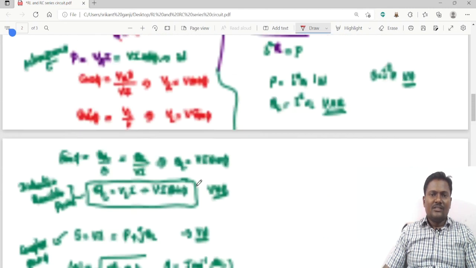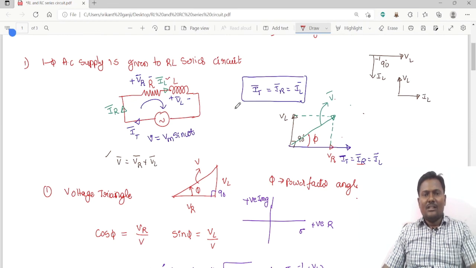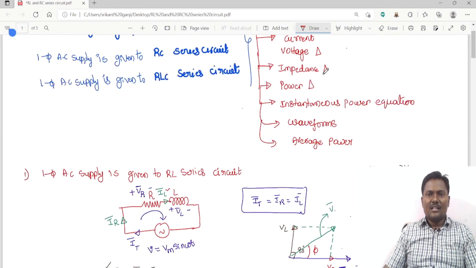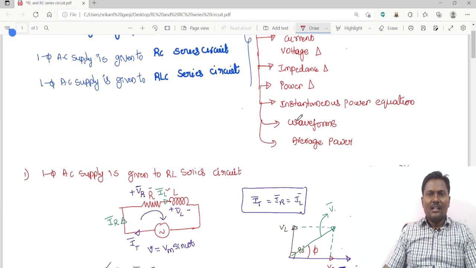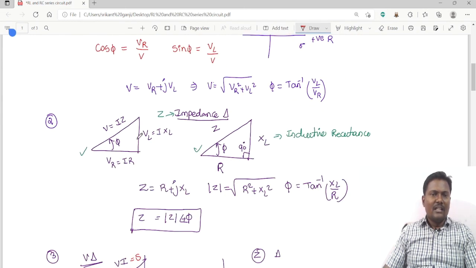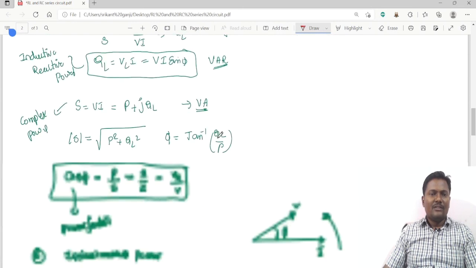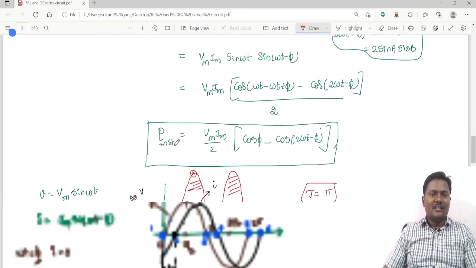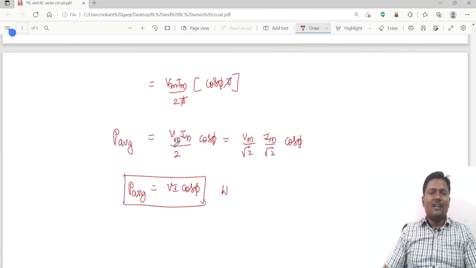So check this. First of all, we represented the voltages: V bar is equal to VR bar plus VL bar. Then currents: I bar is equal to IR bar plus IL bar. Then the voltage triangle is over, the impedance triangle is also over. Then we derived the power triangle, the different powers. After that, the instantaneous power, and then we went for the average power.